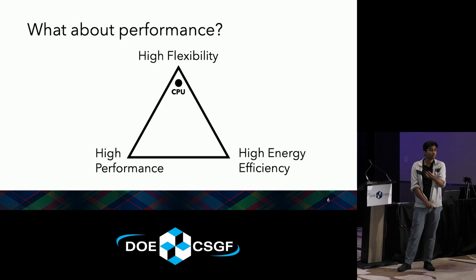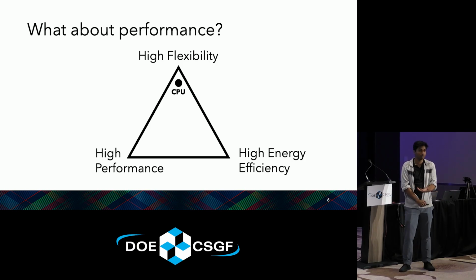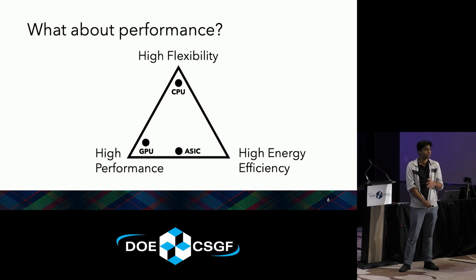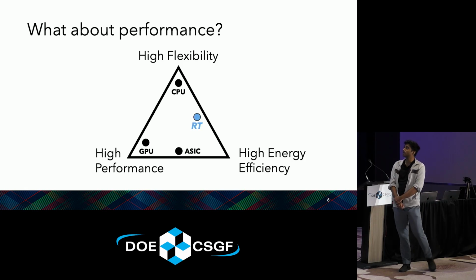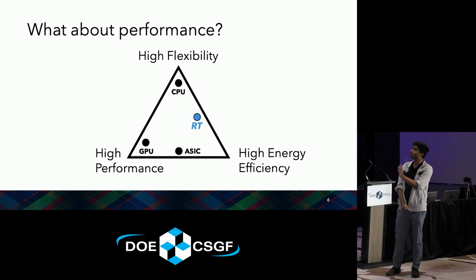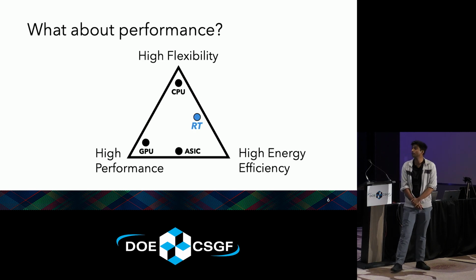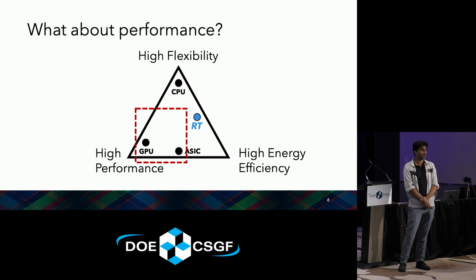On the one end, we have CPUs. They can run anything. On the other end, we have GPUs. They're very high performance. ASICs are high performance and high energy efficiency for one application. And Riptide, which is abbreviated RT here, is somewhere off to the side. It's doing flexible compute. It's doing energy efficient compute. But it's missing this part of the plot.